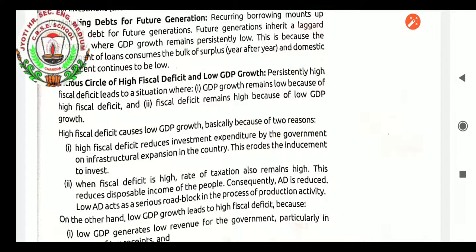When fiscal deficit is high, the rate of taxation also remains high. This reduces the disposable income of the people, meaning the income which they keep for expenses will become low. Consequently, aggregate demand is reduced. Low aggregate demand acts as a serious roadblock in the process of production activity. When people will not demand, why will productivity increase? When productivity will not increase, profit will not increase, income will not increase, saving habit will reduce, then what will happen? Definitely low investment will be there. So what is there?